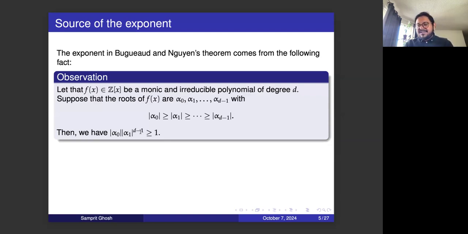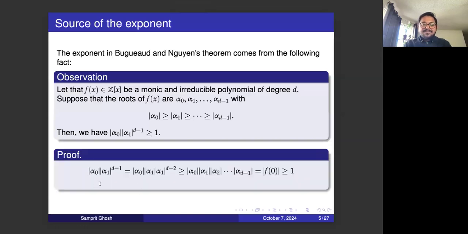Now, this observation can be, of course, very easily seen. You write alpha 0 times alpha 1 to the d minus 1. Because we have this decreasing order of magnitude, you replace alpha 1 with alpha 1 to the d minus 2, and then by alpha 2, and so on, all the way up to alpha d minus 1. And so that's precisely f of 0, because we are taking the polynomial in Zx, so that has to be bigger than or equal to 1.